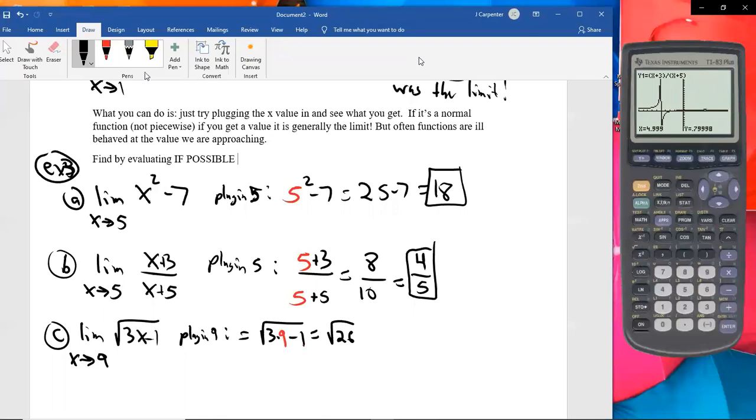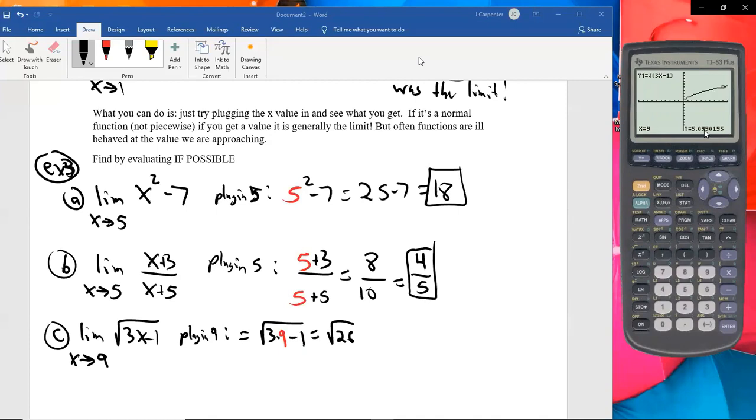And again, you can confirm with your graph. Square root of 3x minus 1. Close the parentheses. Let's go back to our standard window. So there's our square root function. No surprises. We showed you that basic shape last class again. And let's just type in 9. Oops, got to hit trace first. And we get 5.09, which, guess what, is the square root of 26.